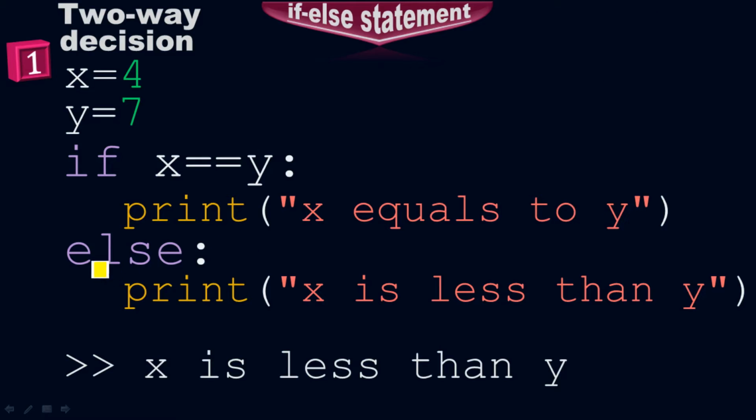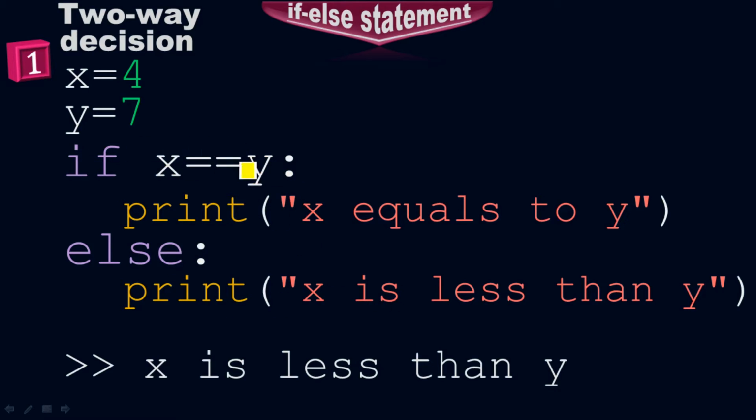The second condition is else with a colon. Press the enter button. Your next line will start from here. So print X is less than Y. Now what this program tells us is that we have two values. One is X, which is 4. The second one is Y, which is 7. Number one condition is that if X equals to Y, then execute print X equals to Y. This is the first condition. But if this condition is not true, then else execute this print function.